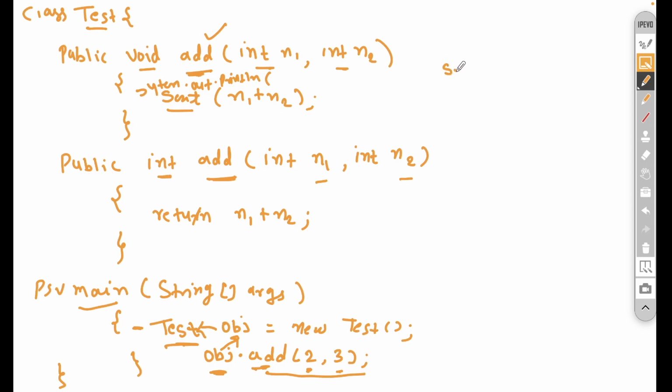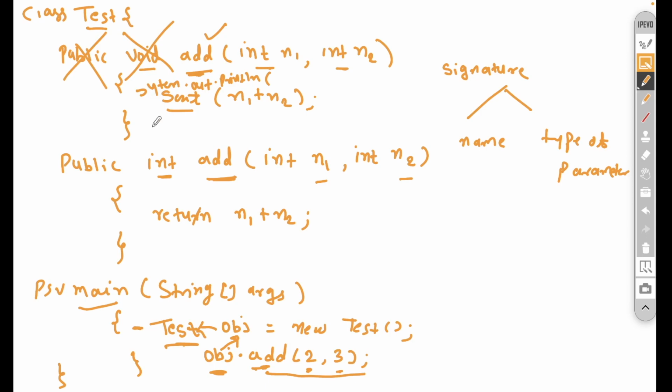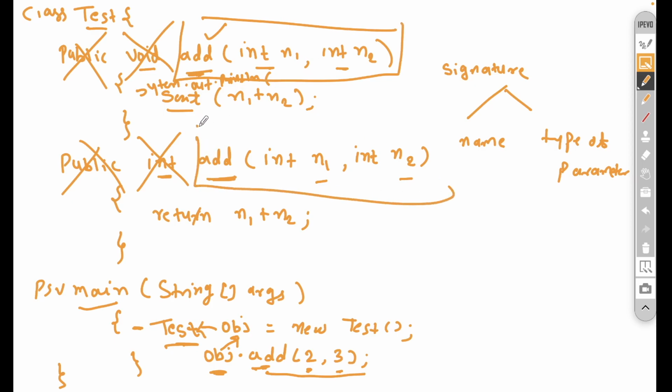But as I already told you about the method signature, how will the compiler get to know which method needs to be called? For that the compiler uses the method signature. And what is the method signature? Method signature means the name of the method and the type of parameters, right? So the compiler will never check the access specifier, and it will never check the return type. So here maybe int or here public, these two things will never be checked by the compiler. The compiler will only check the method name and type of parameters.